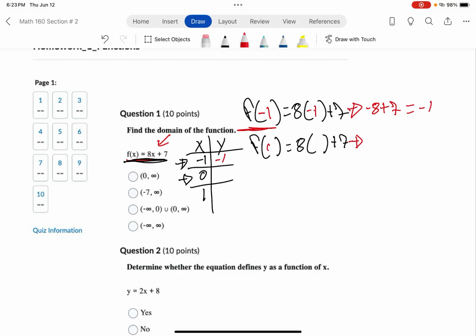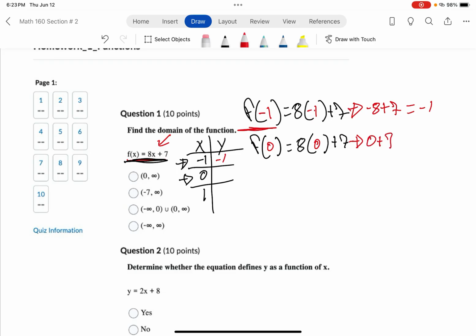In this case, I'm working with 0. So first order of operations, which is 8 times 0. How much is 8 times 0? 8 times 0 is 0. And then plus 7. 0 plus 7 is equal to positive 7, right? So this is the number. I will write 7 here, as the second value for y.